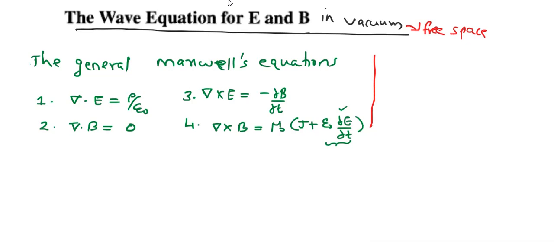Then what are the properties of the free space? In free space, there will not be any free current or any charge. That is, in free space, no charge or no current exists.